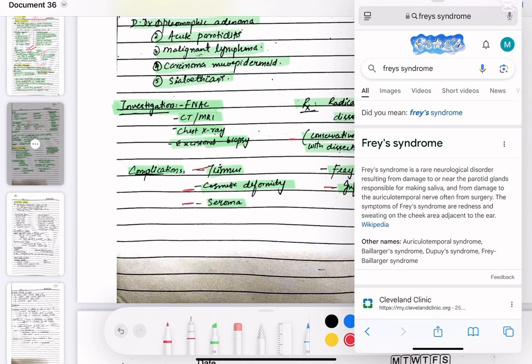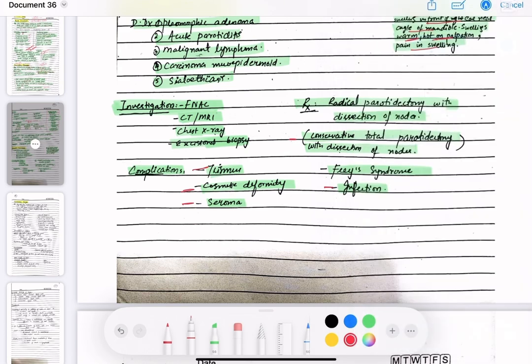Okay, so Frey syndrome is a neurological deficit, and the auriculotemporal nerve is involved, as a result of which flushing and sweating of the face occur.